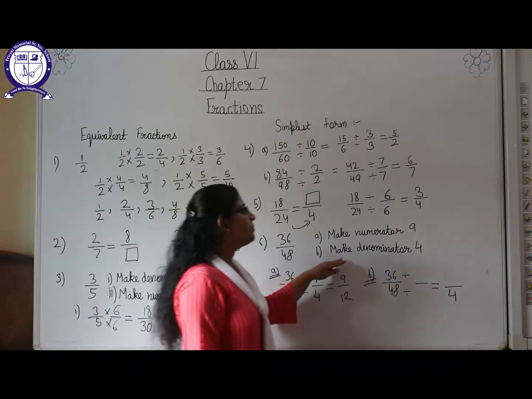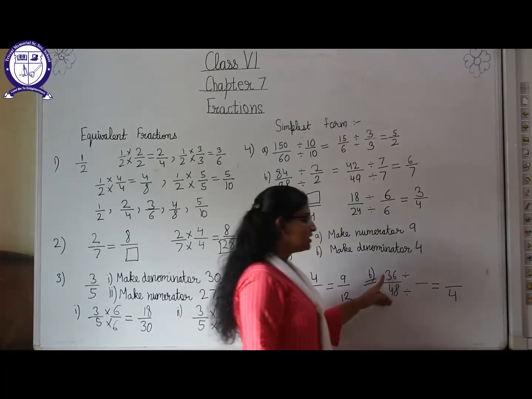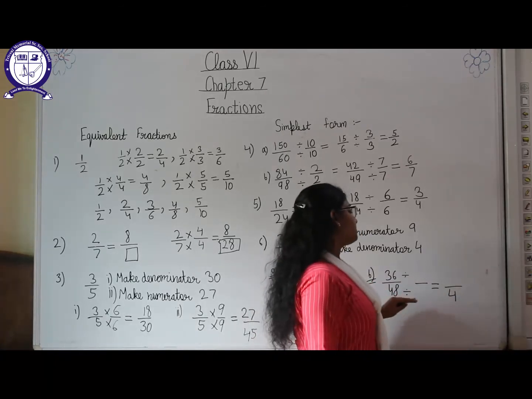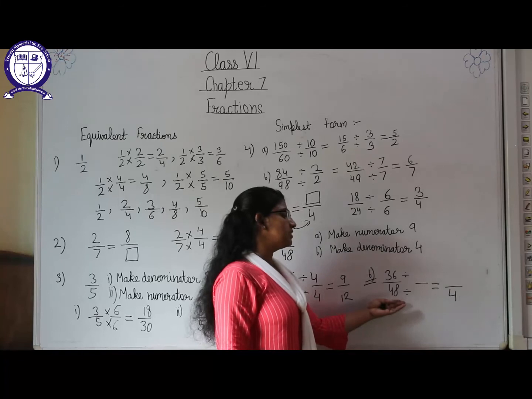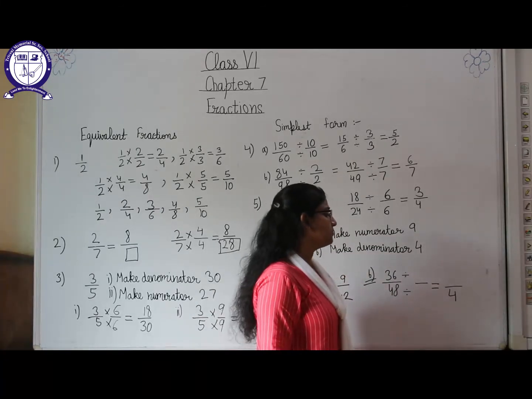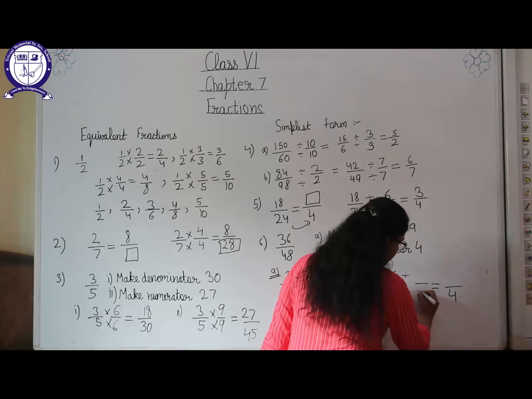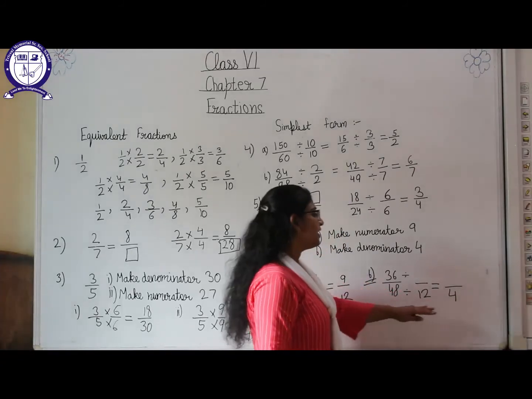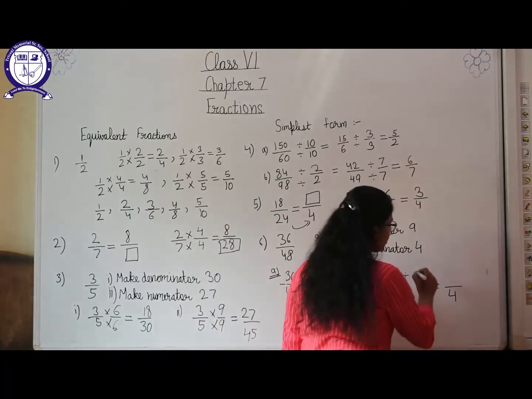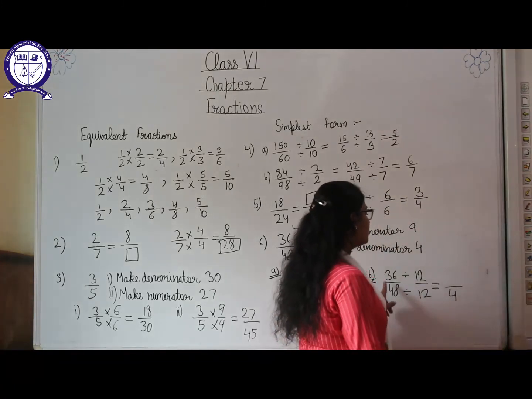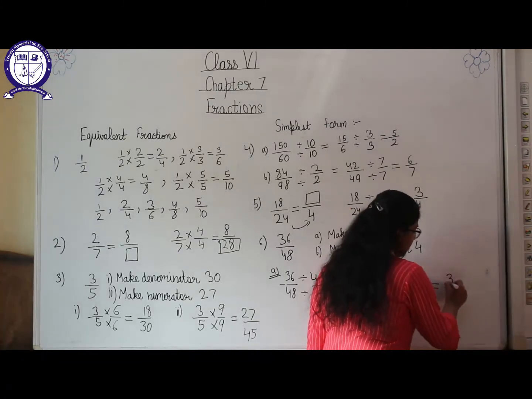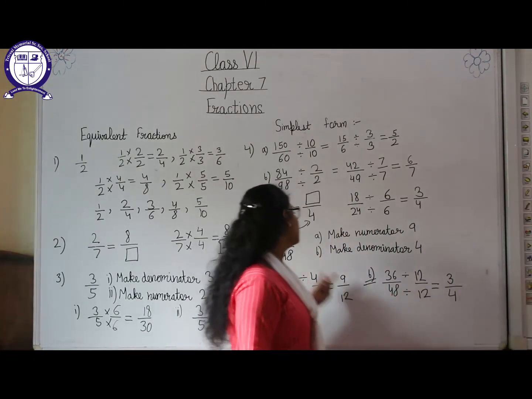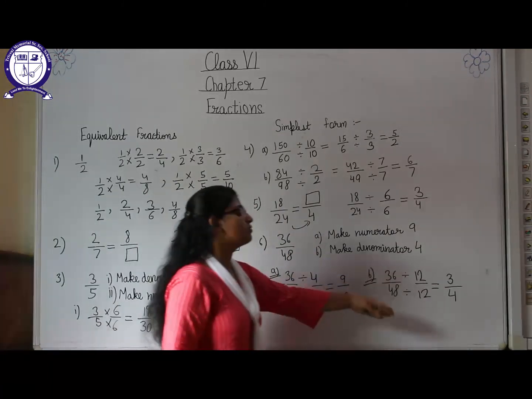Now in the B part we have to make the denominator 4. 36 by 48 is given to us and we have to make the denominator 4. So by which number should we divide 48 so that we can get 4? 12 can be here because 12 4s is 48, or we can say that 48 divided by 12 gives us 4. And as in the denominator it is 12, in the numerator also it will be 12. So 36 divided by 12 gives us 3. So here the answer is 3 by 4, where we get the denominator 4 for this fraction 36 by 48.